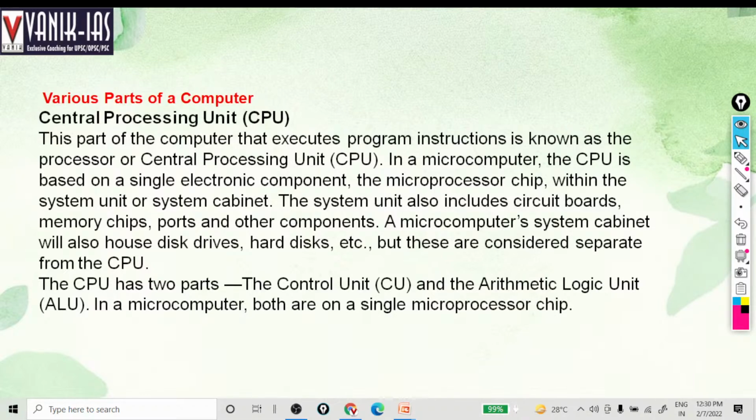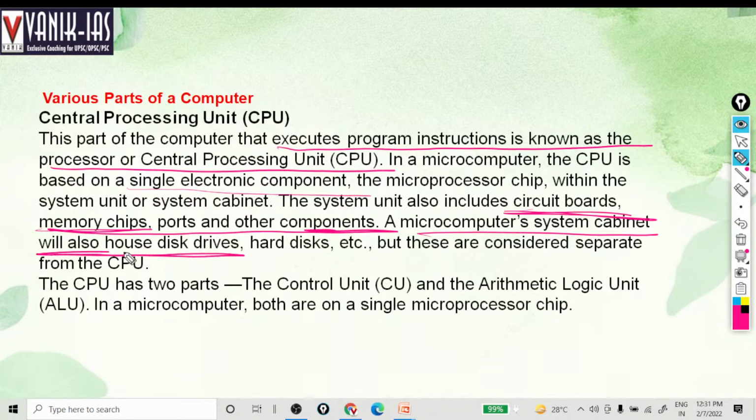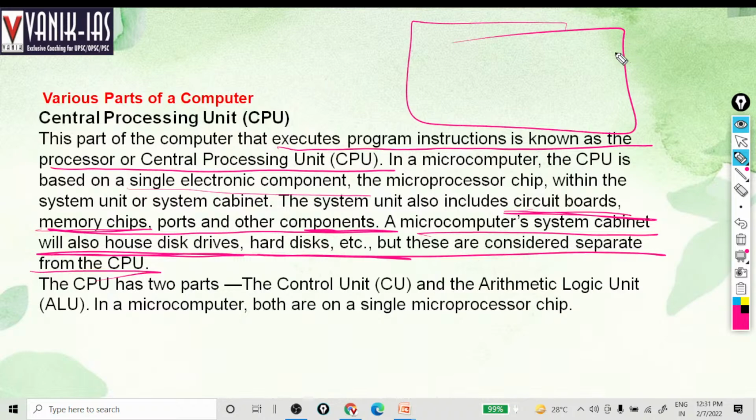Then the central processing unit. This part of the computer executes program instructions. We have already discussed that the CPU executes program instructions. Whatever program is in the computer, whatever program we have inbuilt, it will execute. In a microcomputer, the CPU is based on a single electronic component, the microprocessor chip, within the system unit or system cabinet. The system unit also includes circuit boards. If you ever open a computer, in the service centers, you will see circuit boards, memory chips, ports and other components. The microcomputer system cabinet also houses disk drives, hard disk, etc. These are considered separate from the CPU. Inside the cabinet there is the CPU.